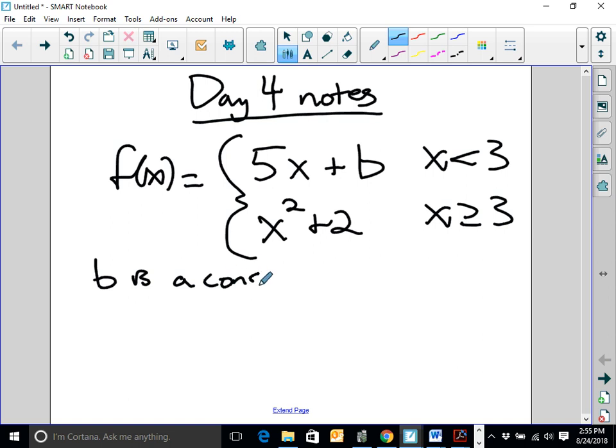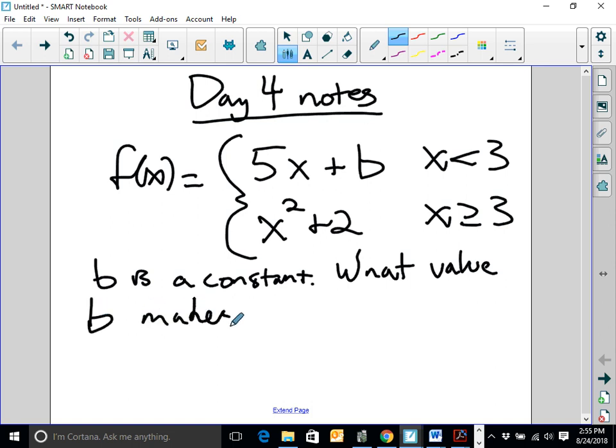They're going to say, what value of b makes f of x continuous at x equals 3?